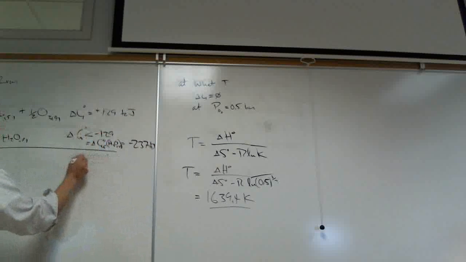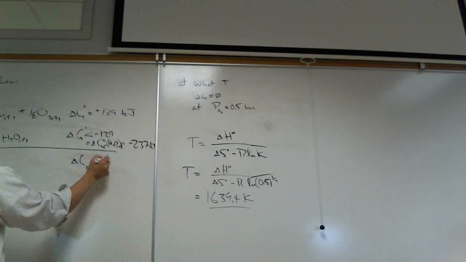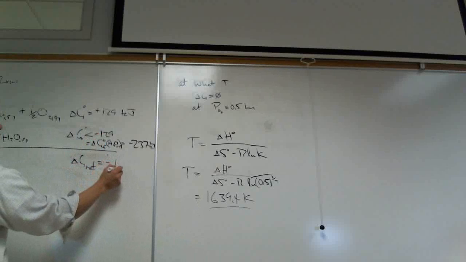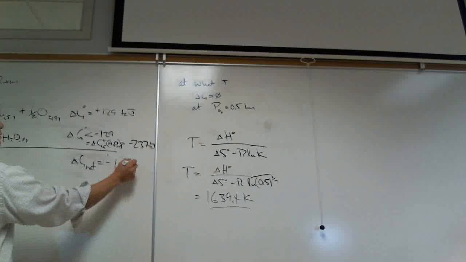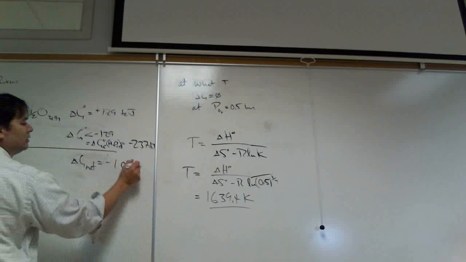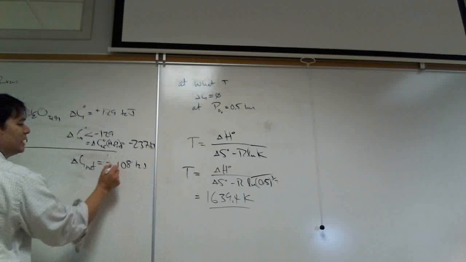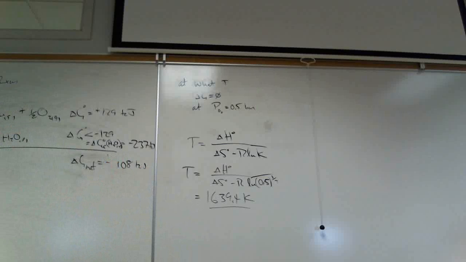That's going to give us a delta G net of minus 108 kilojoules. Minus 108 kilojoules means it's highly spontaneous. This net reaction should be highly spontaneous, and the net reaction is going to be CuO solid plus H2 gas yields Cu solid plus H2O liquid.